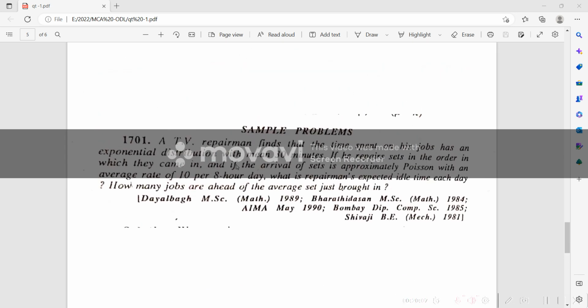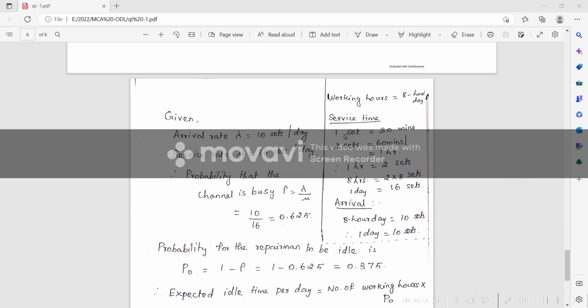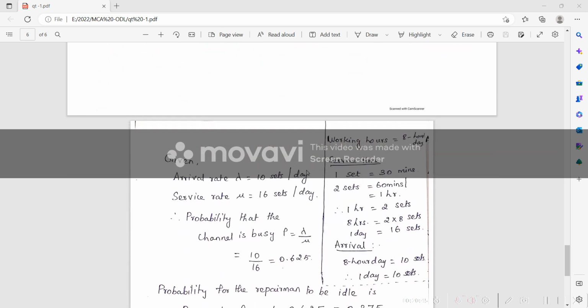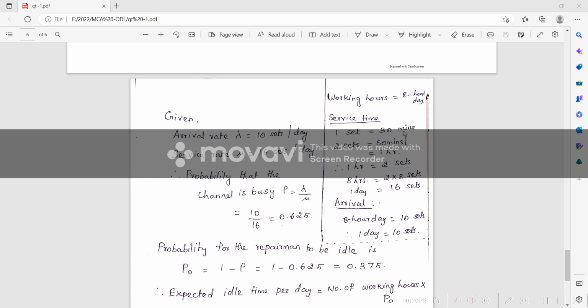So it is given that to repair one set he needs 30 minutes. Okay, so I selected that one. The other information is per day, isn't it? Arrival is per day and this one is in minutes. So we should convert these two into the same unit, either to minutes or to day. That is very, very important. Both should be in the same unit, then only we can solve our problem. Here this is in minutes, another one is in day, so we are going to change.